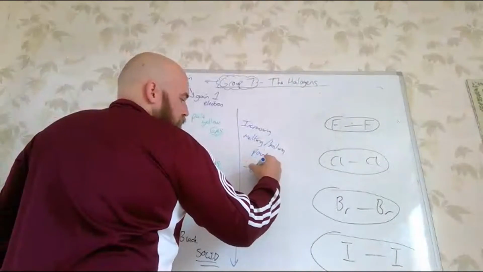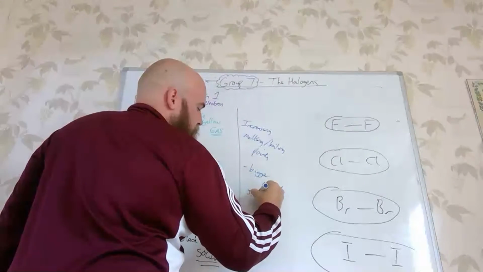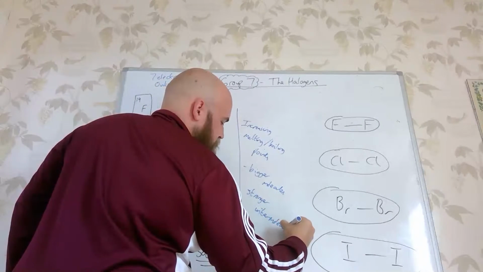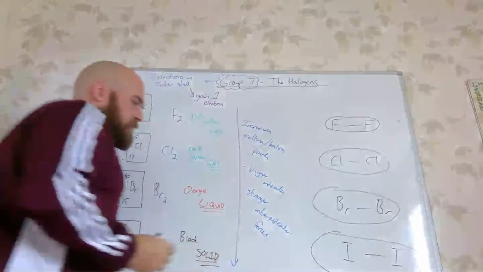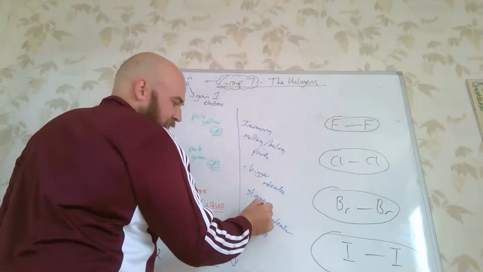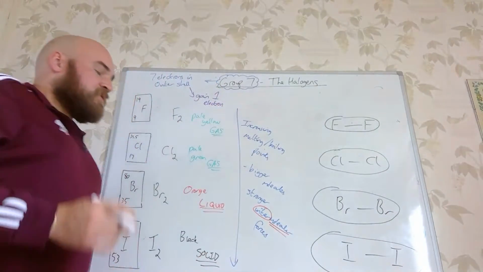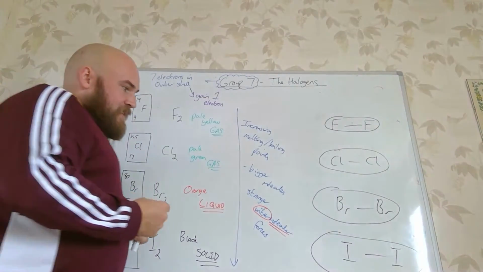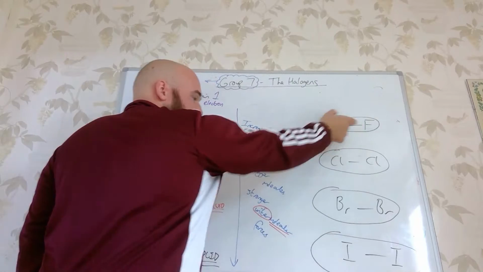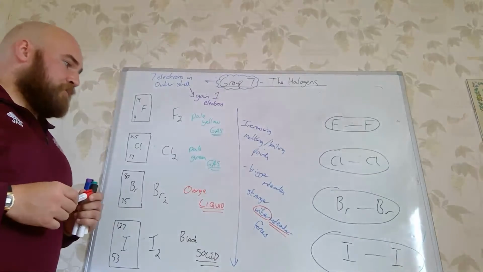I'm just going to write that down. Bigger molecule, stronger intermolecular forces. So what does that mean? Again, let's look at this word here. Inter means between. Molecular means molecules. So the forces between the molecules. And hopefully you can see that would make sense. So you get more forces between two bigger molecules than you would between two smaller molecules. Therefore, the bigger the molecule, the higher the melting and boiling point.